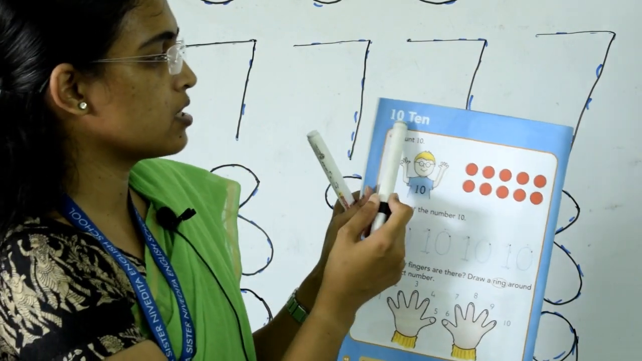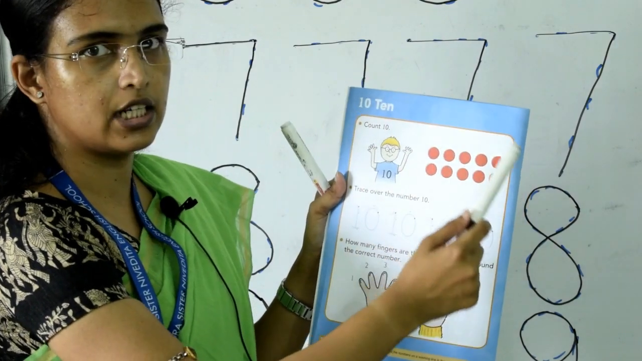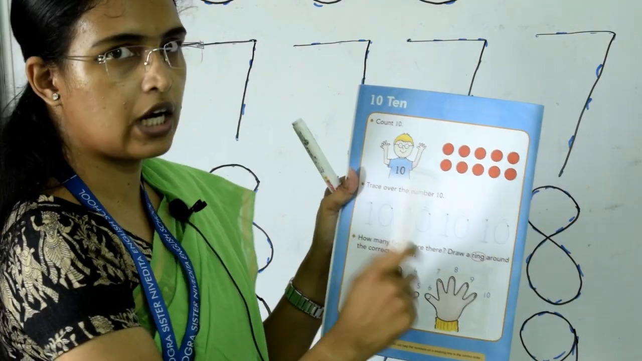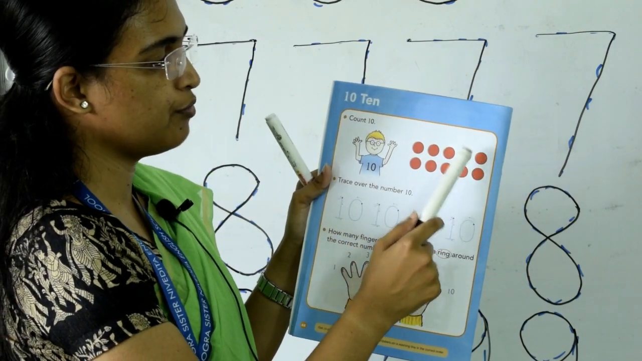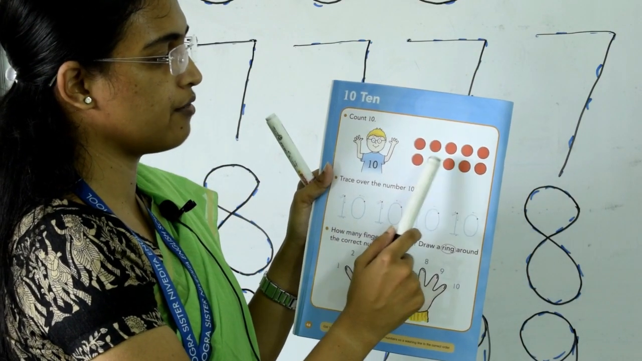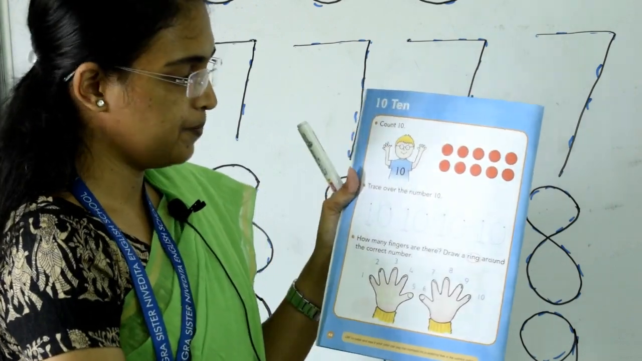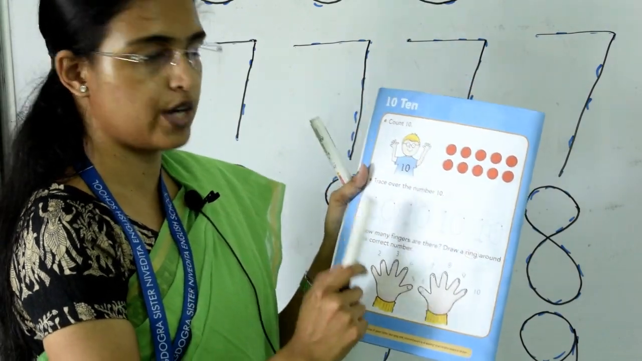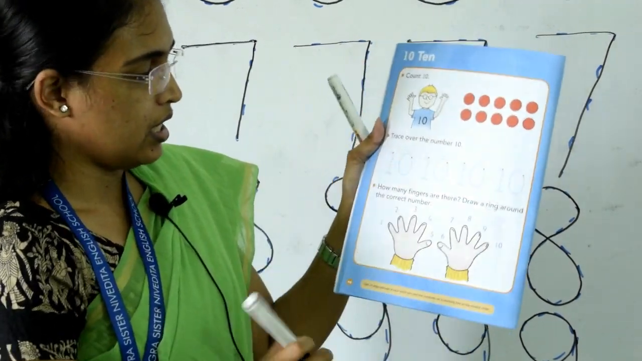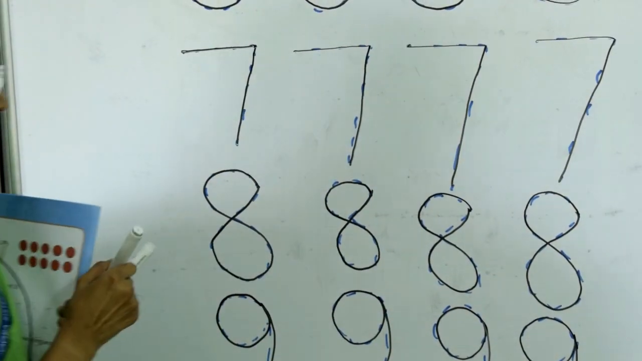Which number is this? This is number 10. So can you see these balls, red color balls? So you have to count the red color balls. Let's count: 1 2 3 4 5 6 7 8 9 10. So there are 10 balls, right? Now after this, what do you have to do? You have to trace the number 10. So how will you trace the number 10? In this way.